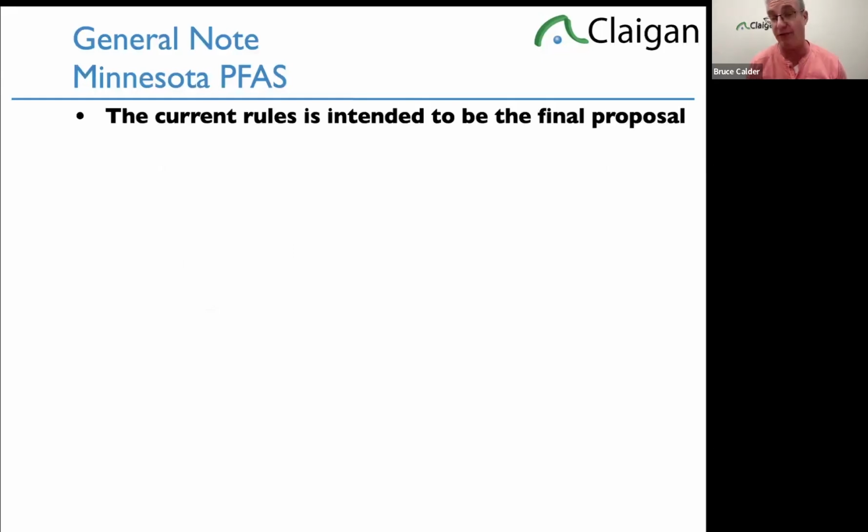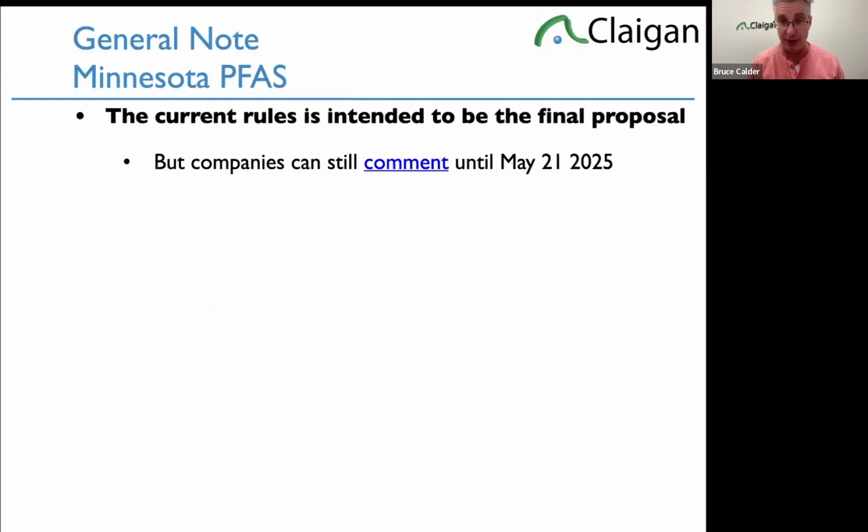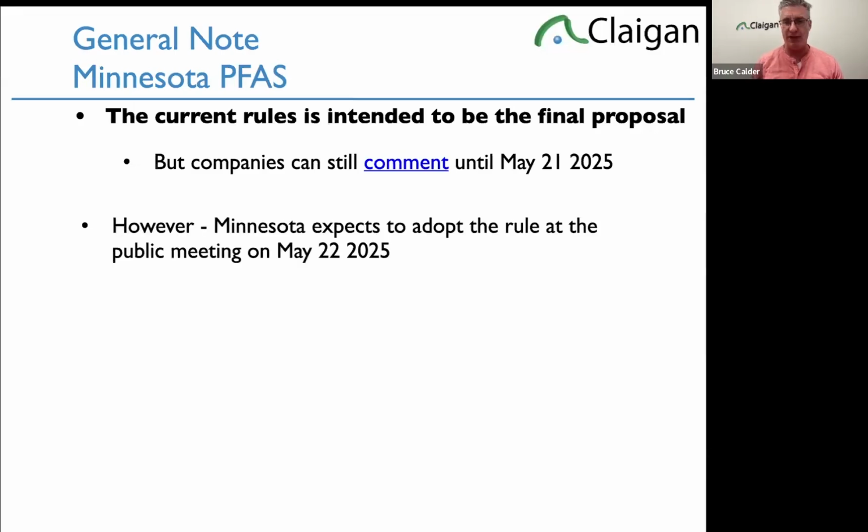Now, the current rules intend to be the final proposal. This is a proposal, and the companies can still comment. You can go to that hyperlink and comment, and definitely there's some good ones to comment about. Is it $1,000 per manufacturer per report? And can I put multiple products in it, groupings? Or is it the way it's written? It looks to be one product family per report, because that's not the way the cost breakdown works in the statement of reasons. The companies can still comment till May 21st. However, they intend to adopt the rule at the public meeting on May 22nd. It's a public meeting, and that's where they intend to adopt it.